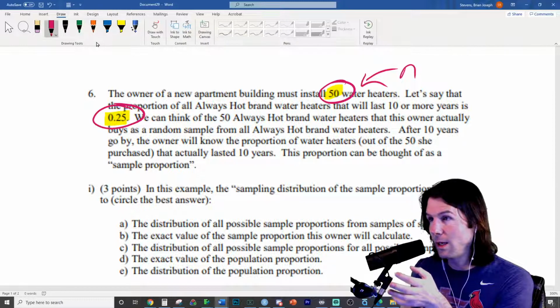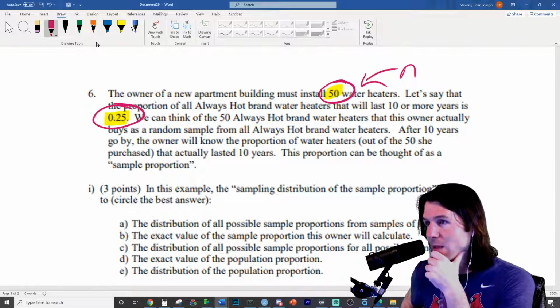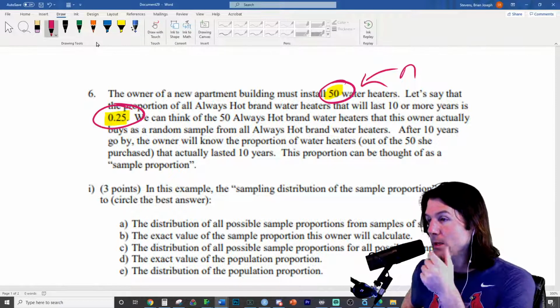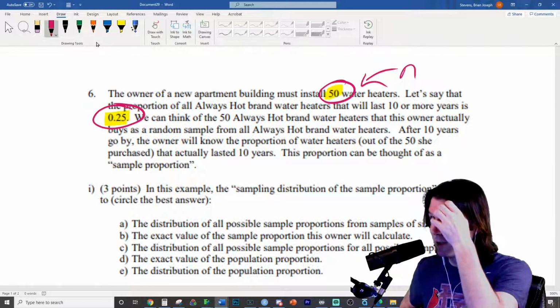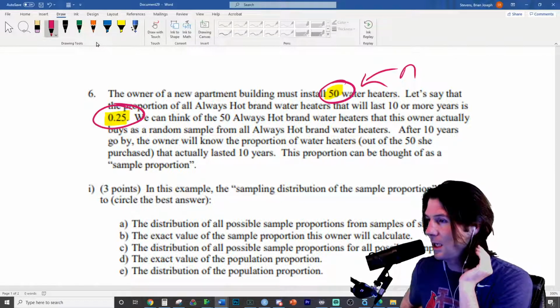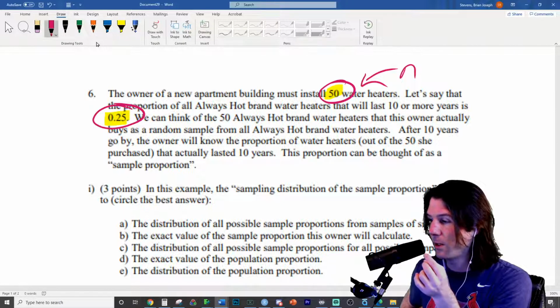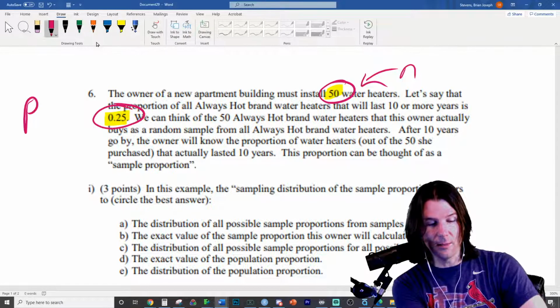So they know right here, let's say this is the truth, that this is the amount that last 10 years. So the amount of always hot water heaters that will last 10 years is 0.25. So what is that in notation? Exactly, Campbell. This right here is P.